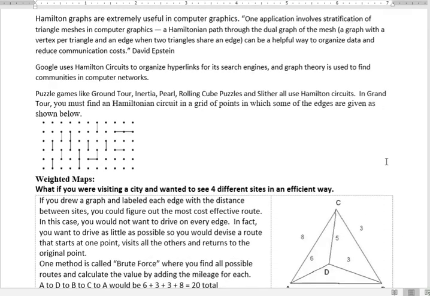There are puzzle games, and there are some listed here that use Hamilton circuits. In Grand Tour, you must find a Hamiltonian circuit in a grid of points in which some of the edges are given as shown below. Maybe you've played some of those games that have used that.